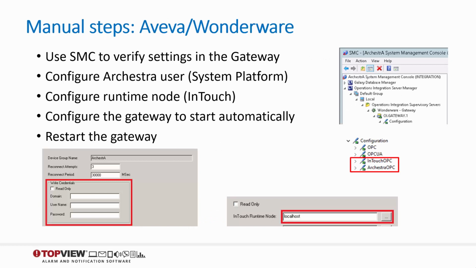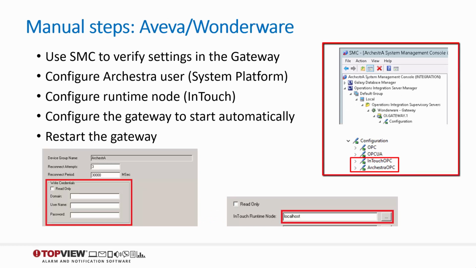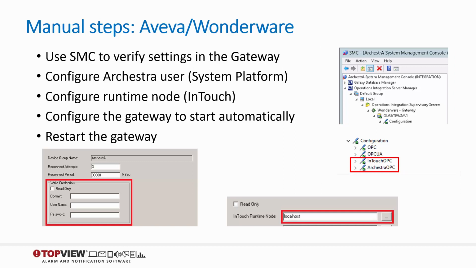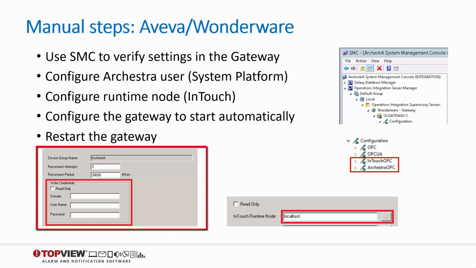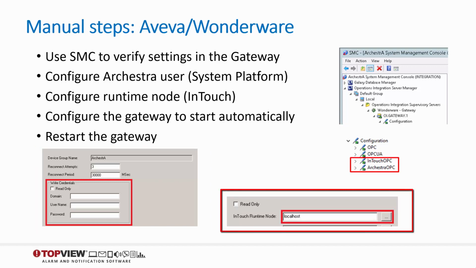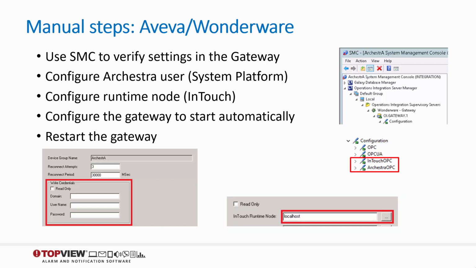For Aveva InTouch and System Platform users, you'll use SMC to verify settings in the gateway, specifically the Orchestra OPC and InTouch OPC topics. If you did not allow SCADA Connect to configure the gateway, you'll need to manually create these. System Platform users need to configure an Orchestra user with write permission to allow alarm acknowledgement from TopView. InTouch users need to verify that the InTouch runtime node is correct. Once this is complete, you'll make sure that the gateway is configured to automatically restart, and then restart the gateway.